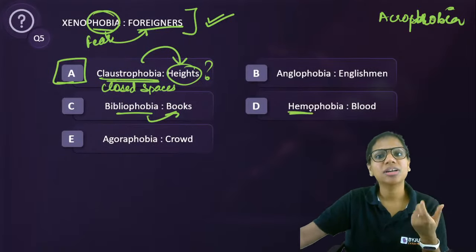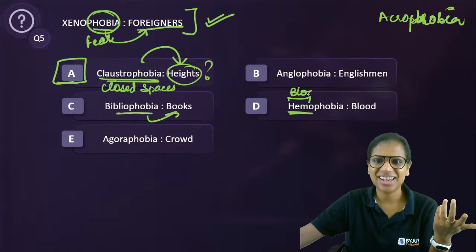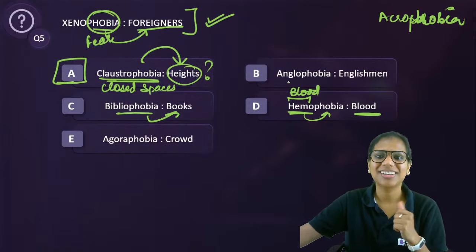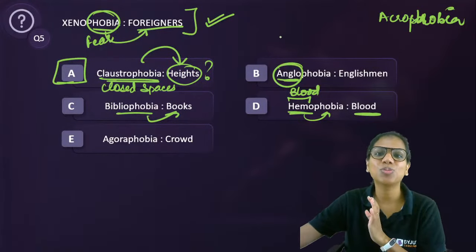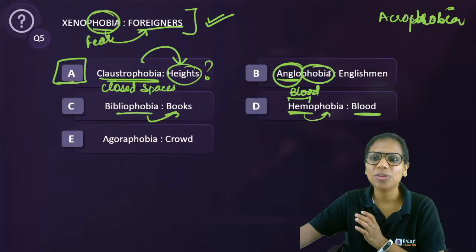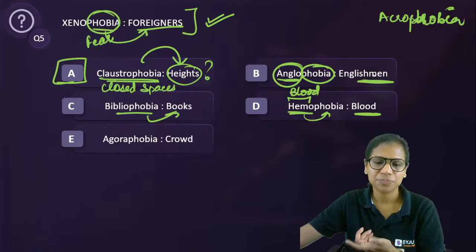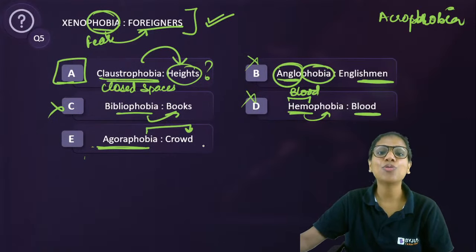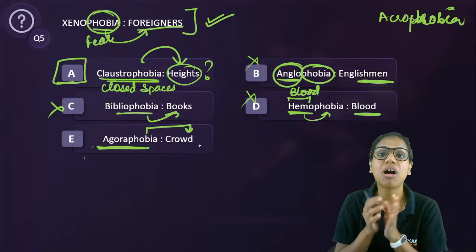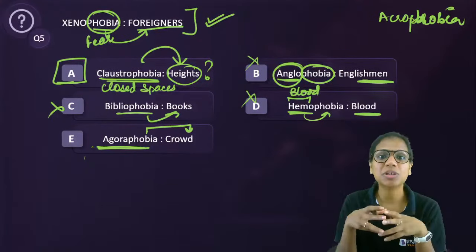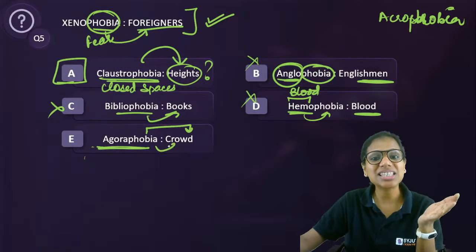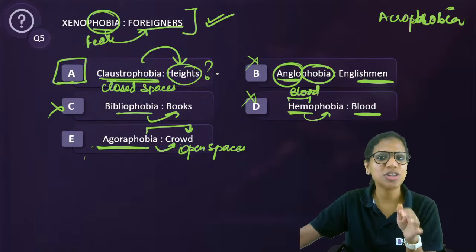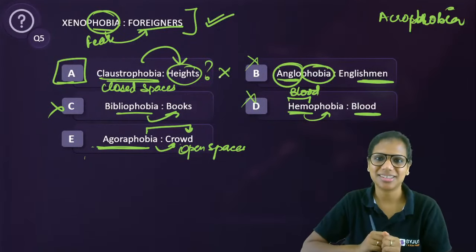Right? Hemo, related to blood. Hemoglobin, hematology. Hemo is related to blood. So hemophobia is fear of blood. Anglo, wherever you have Anglo, that is related to Britishers. So Anglophobia, fear of Britishers, fear of Englishmen. Eliminated, eliminated, eliminated. Agoraphobia is again fear of open spaces. Basically, you don't like to be in a market. Agora means a market. You don't like to be in open spaces which are crowded. I understand that open spaces should have been written here, but still it is related. Claustrophobia is not related to heights. That's why A is the answer.